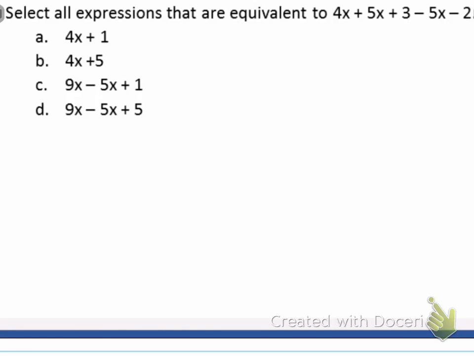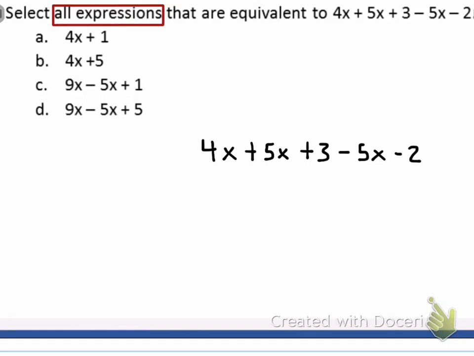Alright, so this one can be tricky if you don't read the question first. So select all. Make sure you know that this says select all expressions that are equivalent. So first what I would do is, let me rewrite this. So I've rewritten this, and I'm going to highlight the like terms. So I have 5x plus 4x plus 5x, and then the sign here, minus 5x, all gets highlighted. And then my other like terms are plus 3 and minus 2.